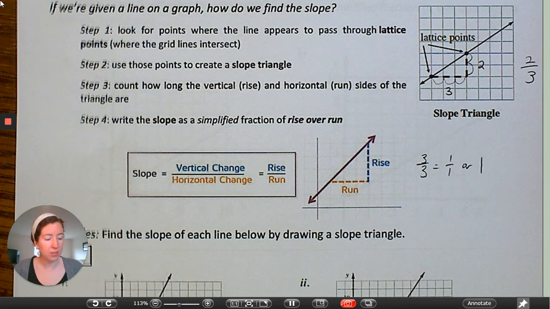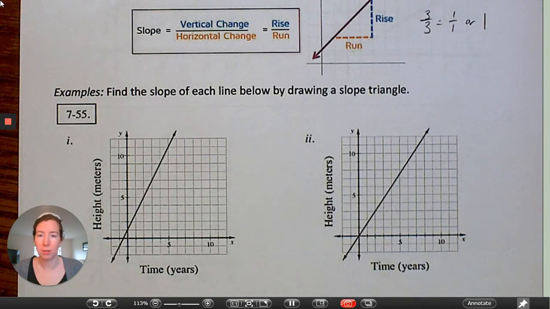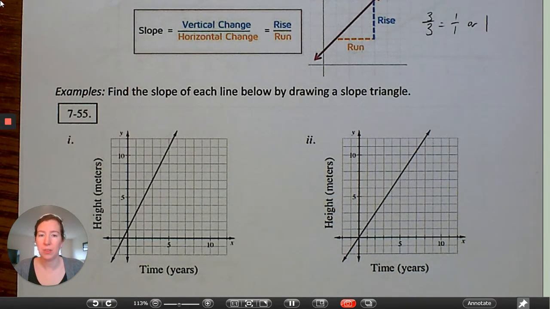All right, let's do a couple of examples. This comes from your book. We want to find the slope of each line by drawing in the slope triangle. Now, these lines are a little bit trickier because the triangles aren't already there and there aren't points already specified for us on the graph.